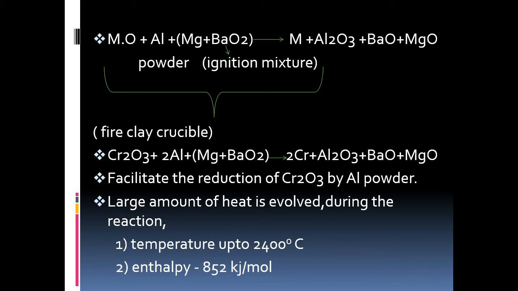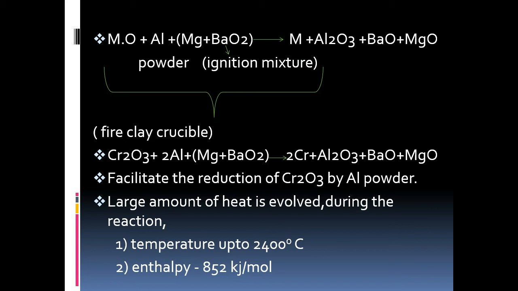Why have we taken aluminum as a powder? It will facilitate the reduction process. Instead of using the metal directly, if we use it in powder form, it will facilitate the reaction. As I said already, we are using a fire clay crucible because this reaction will release a lot of heat, and to withstand that we use the fire clay crucible. In this process a large amount of heat is evolved during the reaction. How much will the temperature be? Up to 2400 degree Celsius will be evolved during the reaction.